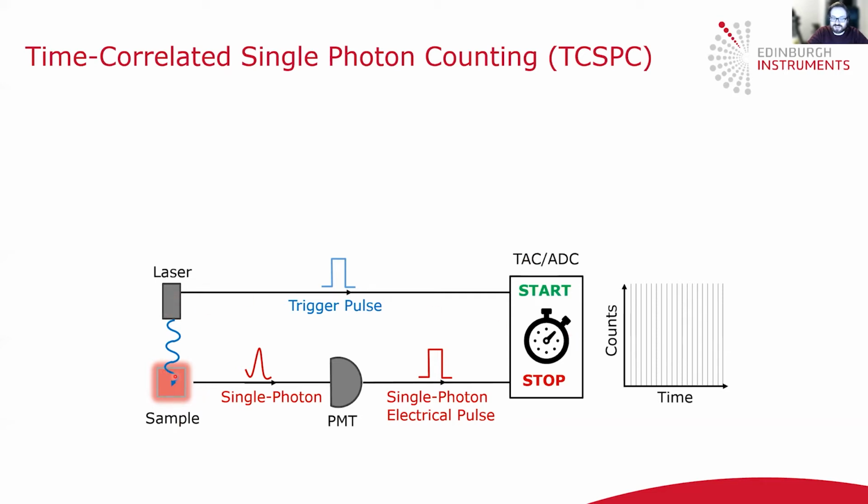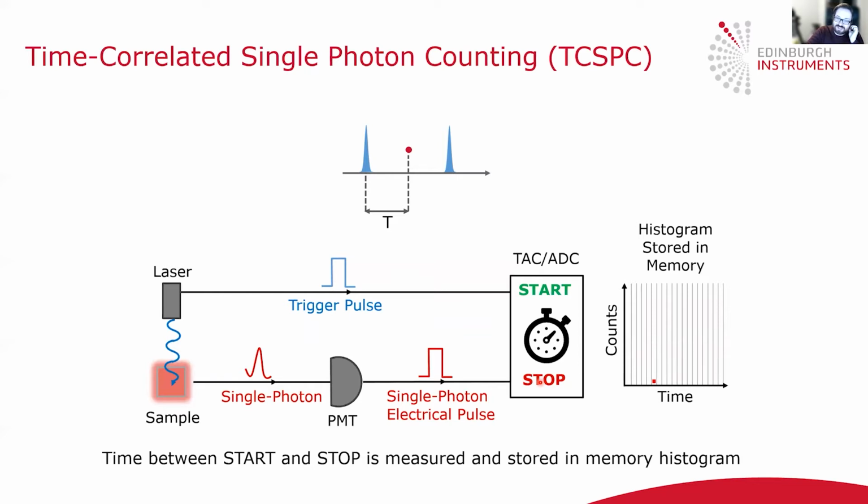The laser excites the sample, and the sample emits a photon of photoluminescence, which is detected using a PMT detector, which converts that to an electrical pulse, and this electrical pulse stops the clock. And the basic idea of TCSPC is that you want to measure the time between the excitation pulse and the detection of this photon. And then you record that time on a histogram that's stored in the memory of the spectrometer.